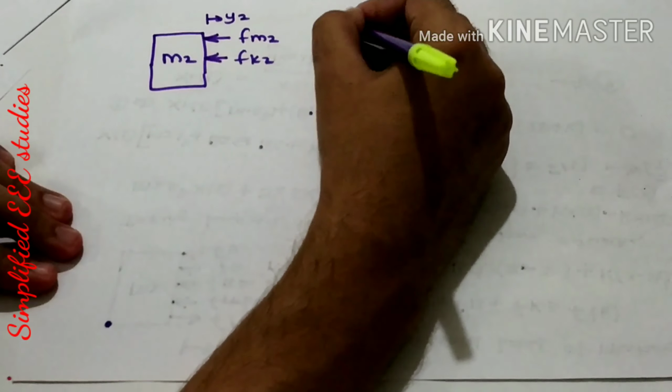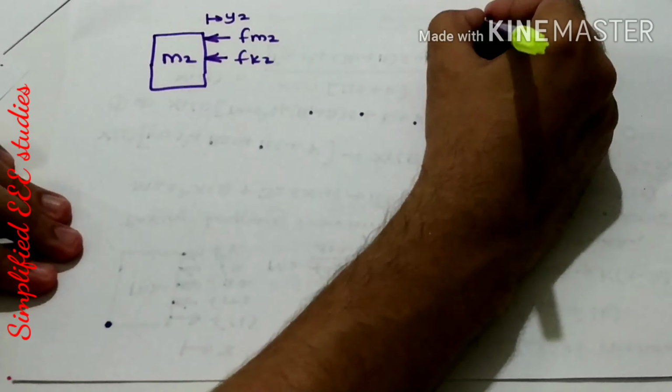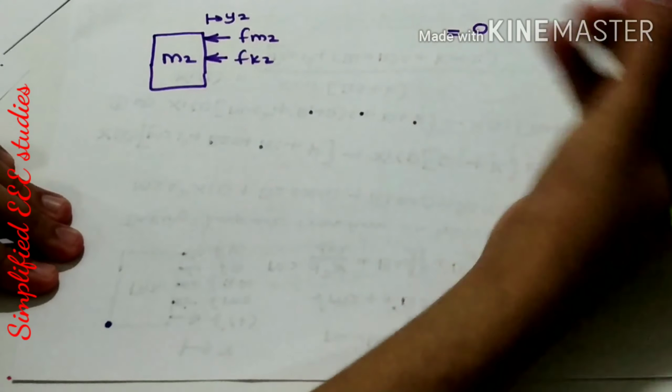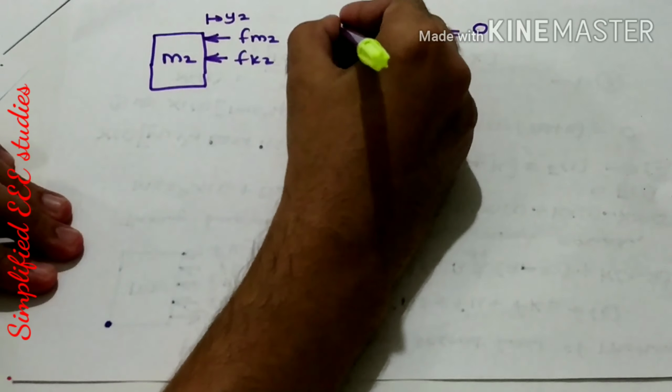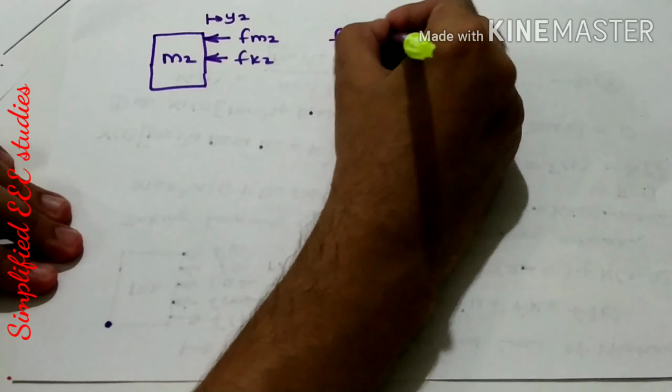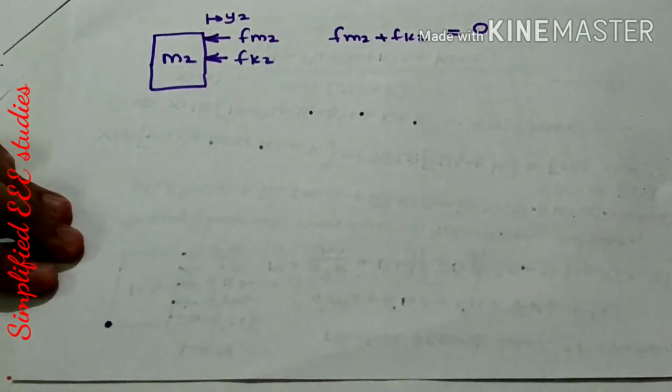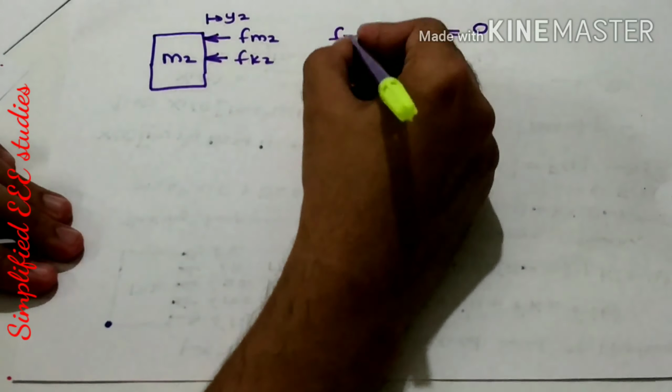Is there an external force, applied force? There is no applied force, so let it be 0. So what are the forces which are opposing? That means Fm2 plus Fk2. This can be written with the help of D'Alembert principle and Newton law.